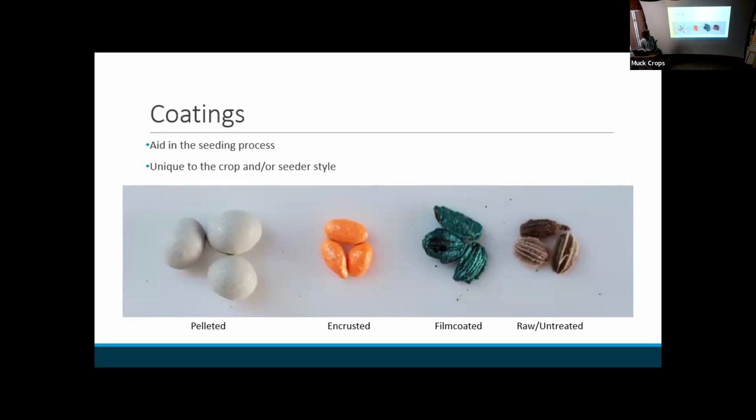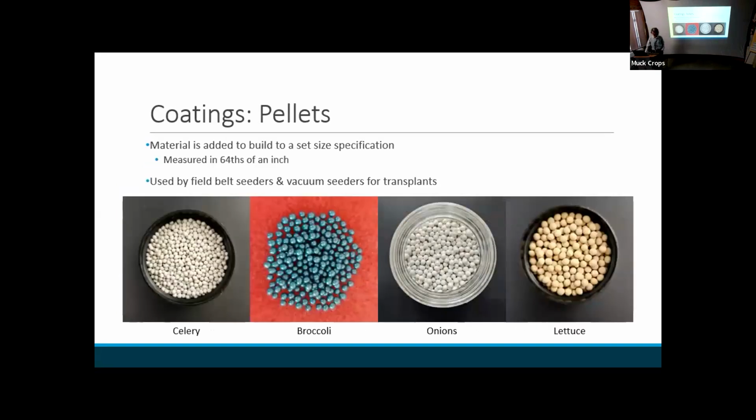So this is an example of all of the possible coatings you can use, and carrots is giving us our example. So starting from pellets, working from our biggest. So a pellet is essentially material added onto a seed to build it to a set size specification.